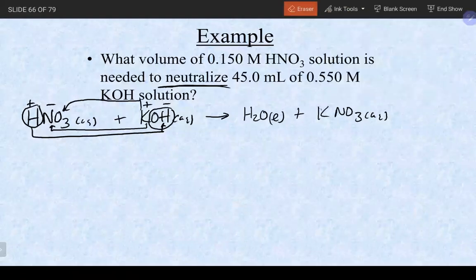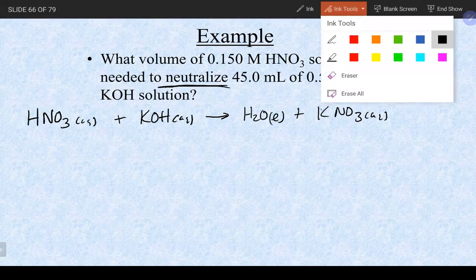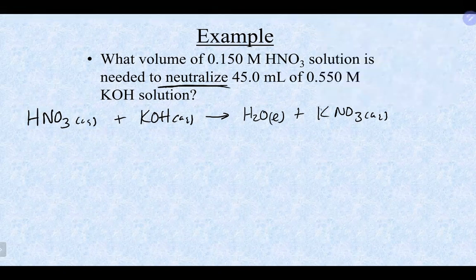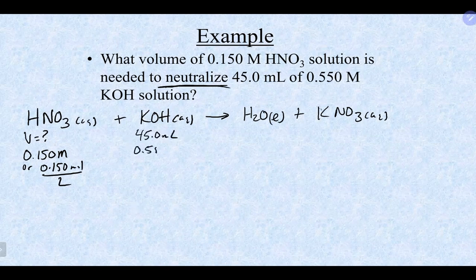So just like any other stoichiometry problem, you want to make sure you're starting there with your balanced equation. And now that we have it, it obviously is balanced as well. We're going to pull out the information. So for our nitric acid, we're actually looking for a volume. We do know the molarity of it, which is 0.15 molar, or 0.15 moles per liter. For our KOH, which is our base, we do know it is 45 milliliters. And we do know the molarity is 0.55 molar, or again, 0.55 moles per liter.